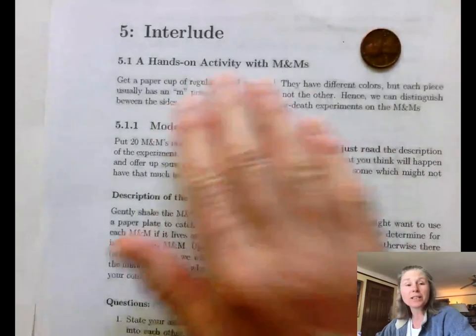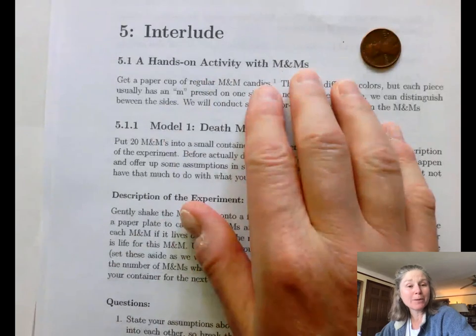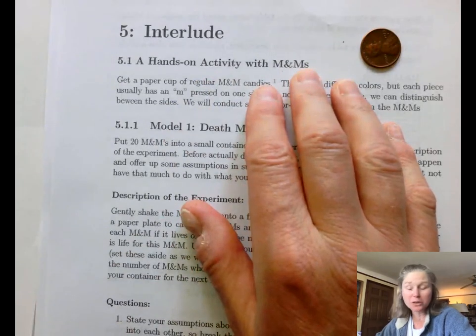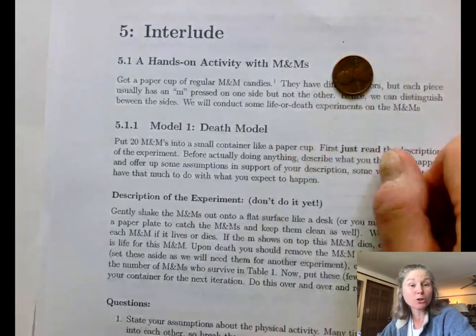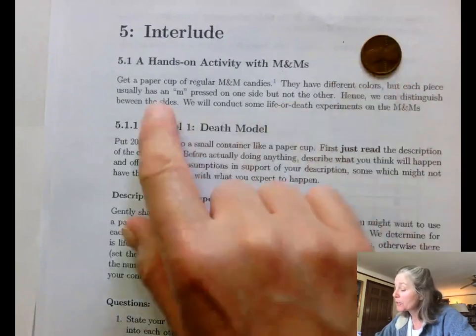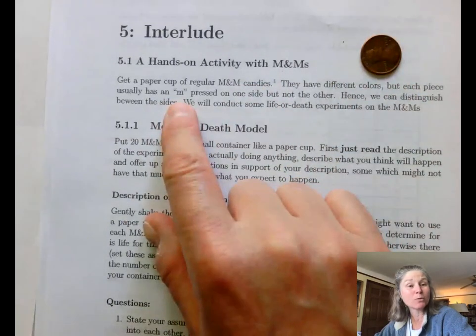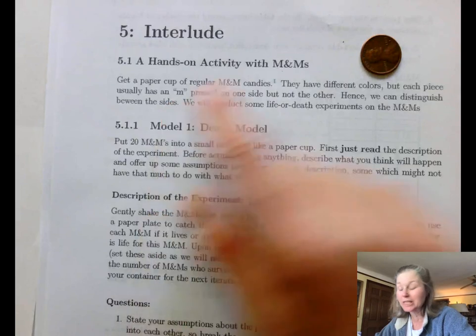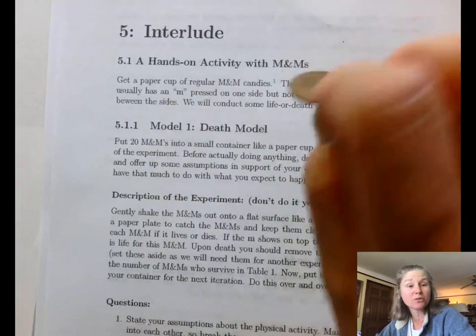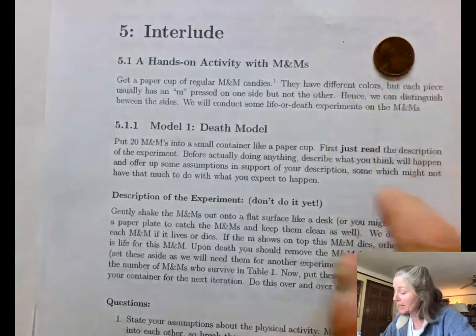So this is an activity that was planned for M&Ms. I usually bring M&Ms into class. I am not running to the store to get M&Ms. I'm going to be doing this with a household object known as the penny. For the M&Ms, we need the fact that it has an M on one side and no M on the other side, so we can tell the sides apart. With the penny, I can use the fact that we have heads and tails right there.